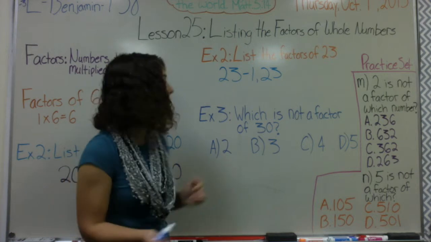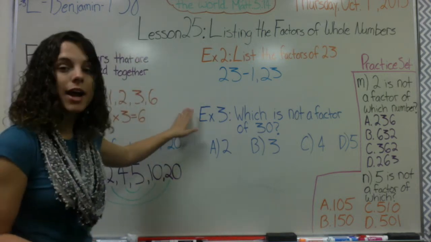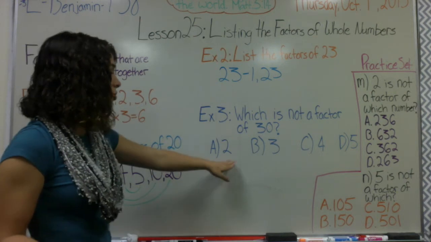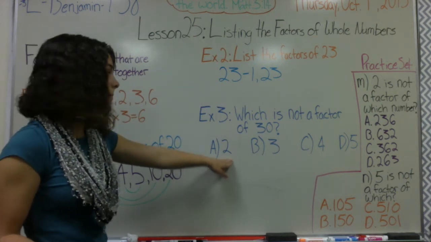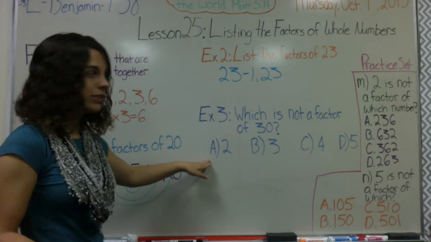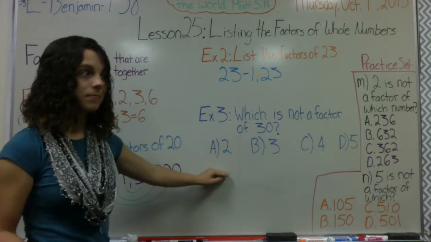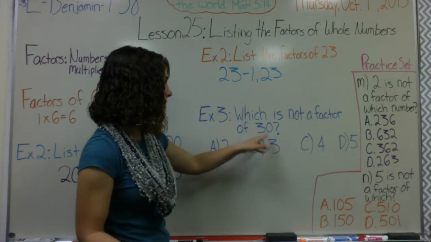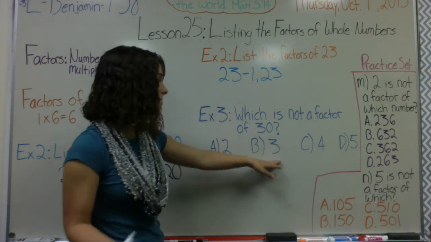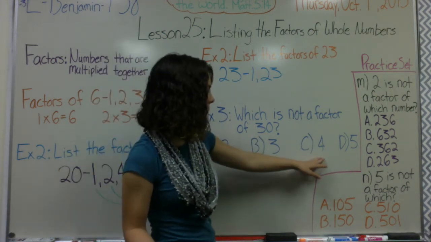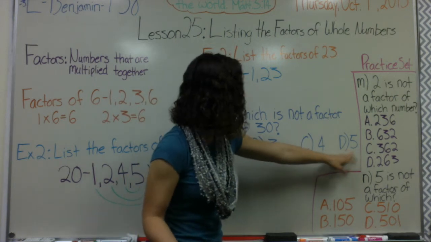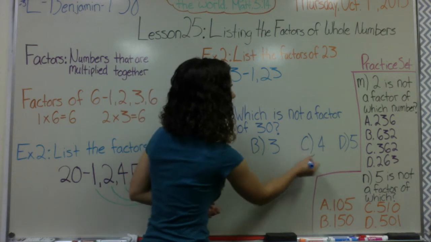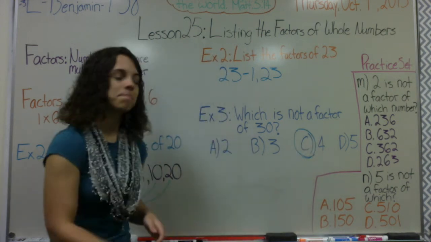Pretty simple. Example 3. This one asks which is not a factor of 30. A. 2. Well, 2 is a factor of every even number, so is 30 even? It is. Yes, of course. B. 3. Well, 3 and 30 is 3 times 10. 4. And 5. Well, I do 5 times 6, but I can't do anything times 4 to equal 30. So, C is my answer.